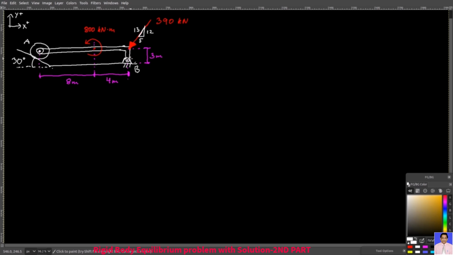You can neglect the weight of the structure. It is also subject to a 390 kilonewton force and an 800 kilonewton meter couple moment. You have the direction of the force vector and all the necessary dimensions in the image. And so, the task is to identify and find all the reactions at points A and B. So good luck, try it out by yourself first, and then see the solutions in the next video.